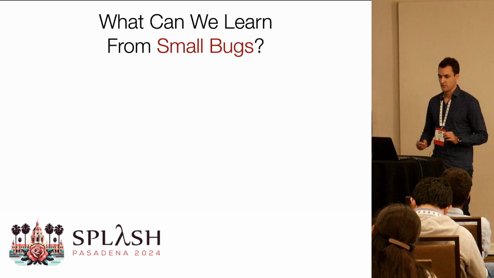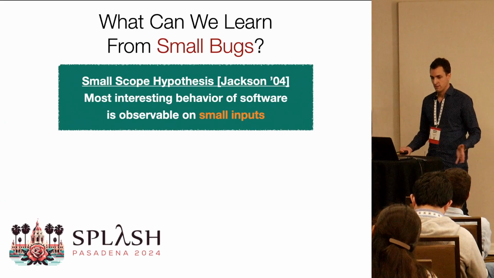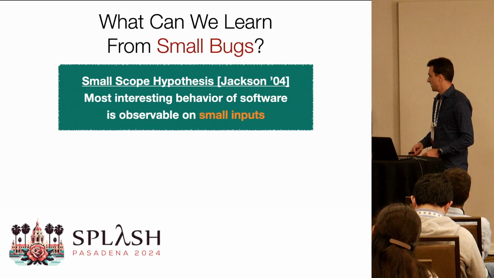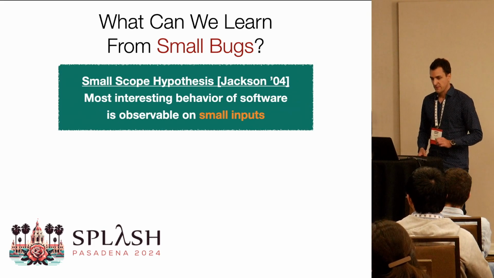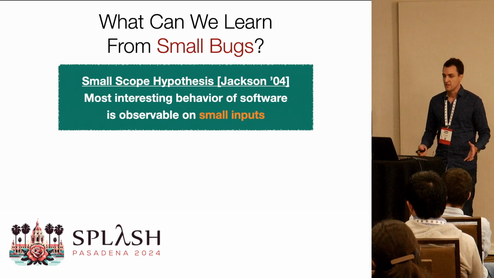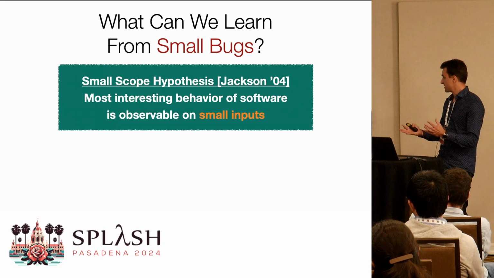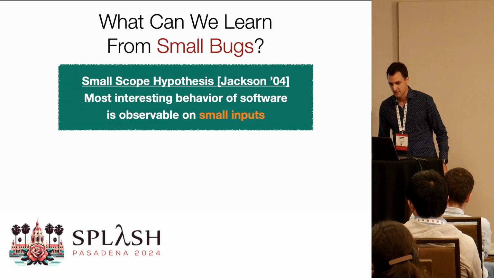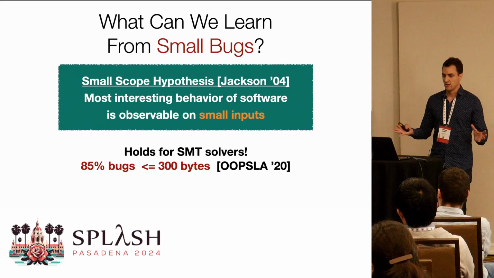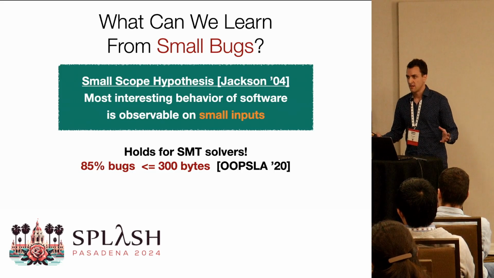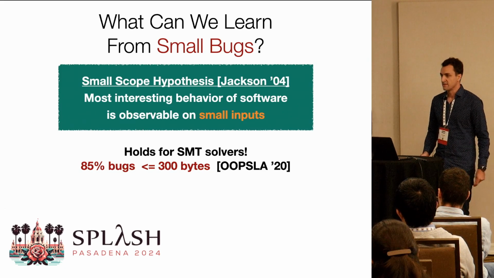What can we learn from such small bugs? There's an empirical law called the small scope hypothesis on software testing, established by Daniel Jackson from MIT. The small scope hypothesis says that the most interesting behavior of software is actually observable on small inputs. So the question here is, does this also hold for SMT solvers? Yes, it does. We established that in our earlier OOPSLA 2020 paper, where we investigated 1,000 bugs and saw that the triggers for these bugs are smaller than 300 bytes. So it holds.